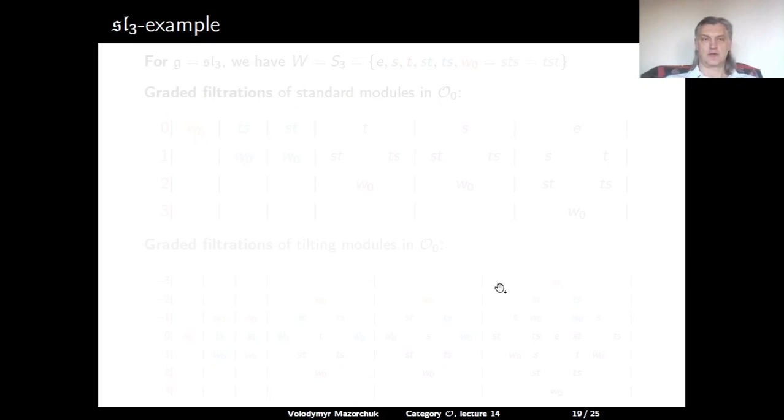So here is a more complicated example, the sl3 example. If G is SL3, then the Weyl group is the symmetric group on three letters. It consists of elements e, s, t, st, ts, and w0, which is sts or tst.